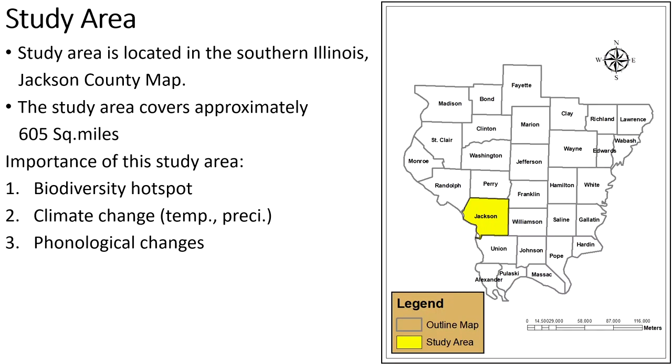My study area is Jackson County, the yellow county outlined in Southern Illinois, covering approximately 605 square miles. Why is it important? Throughout Illinois, I put more emphasis on Southern Illinois because it is a biodiversity hotspot. In Southern Illinois, we have more forest and different kinds of plants. Another reason is climate change: the climate varies day by day in Southern Illinois, with more precipitation, temperature differences, and phenological changes.